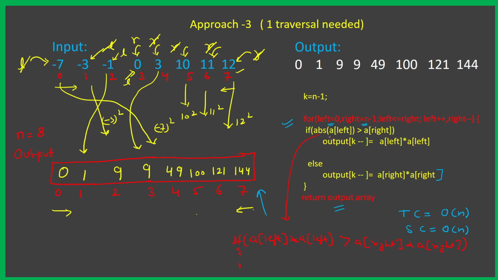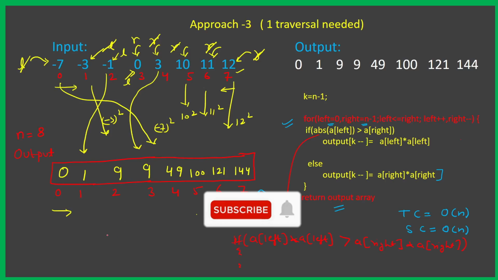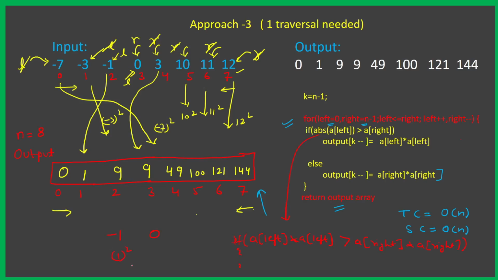Now one thing I want to tell you is that instead of comparing the absolute value of a of left with a of right, you can just say if the square of the left element is greater than the square of the right element, then also it will work fine. And why will it work? Because when you compare, let's say, -1 and 0, the square of -1 will be 1, and the square of 0 will be 0. So 1 is greater than 0, that is also okay. And if we say the absolute value of -1, that is 1, and 1 is greater than 0, that will also be okay. So the same thing you can do in approach number 2 also.